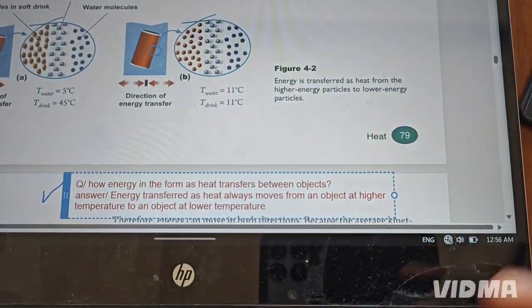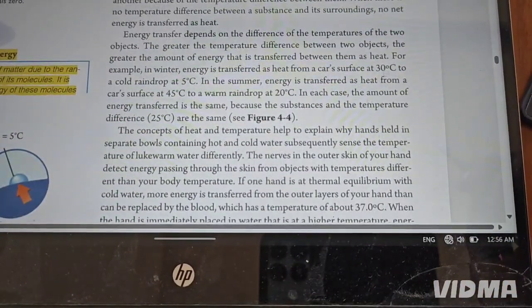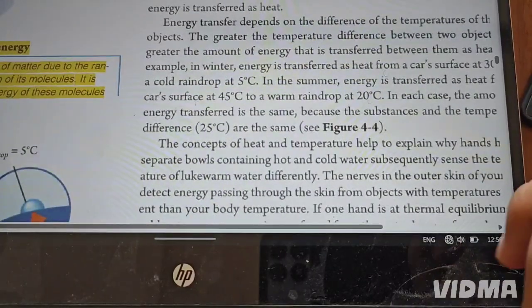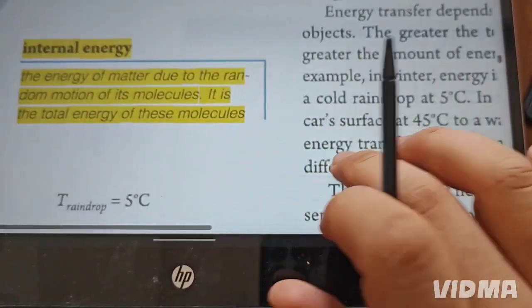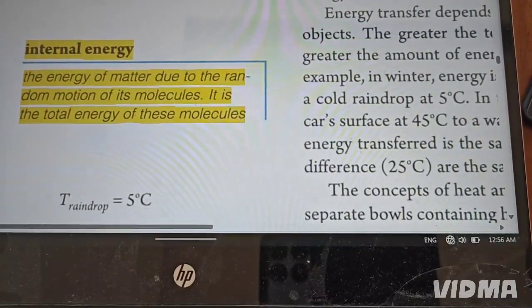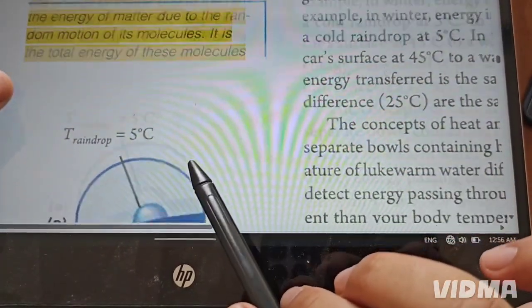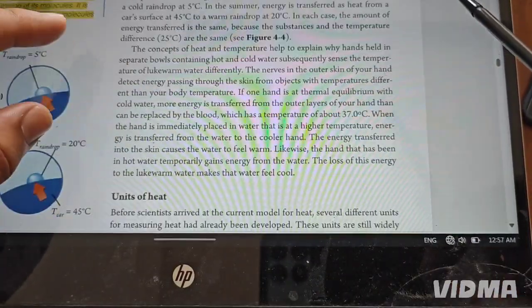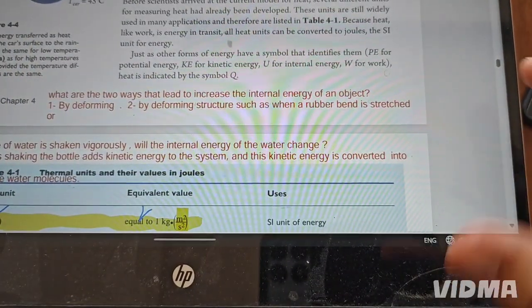Okay, so we said the energy transfers from high to low. We have another part here which is called internal energy. Internal energy is the energy of matter due to the random motion of its molecules, and is the total energy of these molecules.